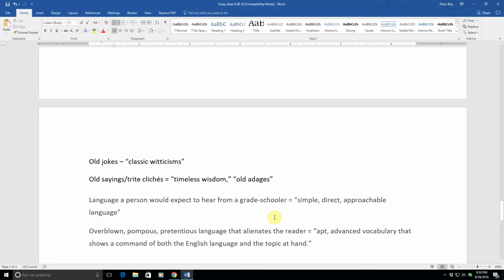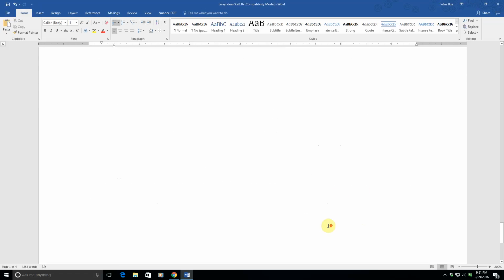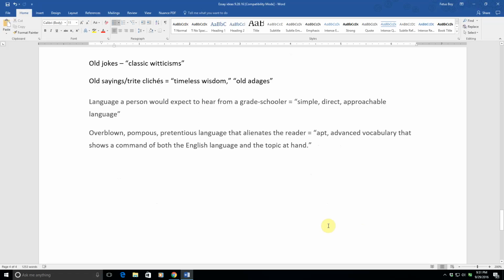And if we go to the other extreme of the language scale, if you have overblown, pompous, pretentious language that alienates the reader or the listener, the person has to listen, get out their iPhone, and start looking up things on thesaurus.com. Like, what did they say? What do they mean? You can call that apt advanced vocabulary that shows a command of both the English language and the topic at hand. So those are things that you can think about.